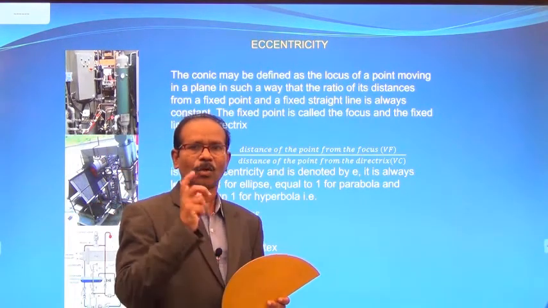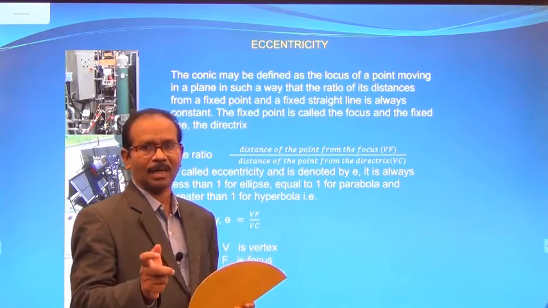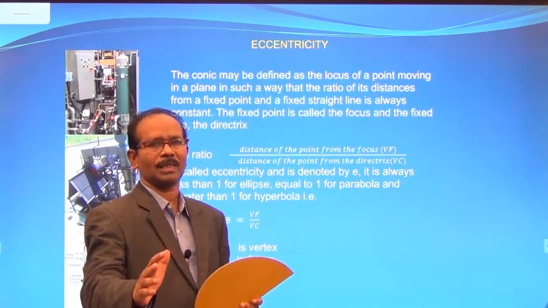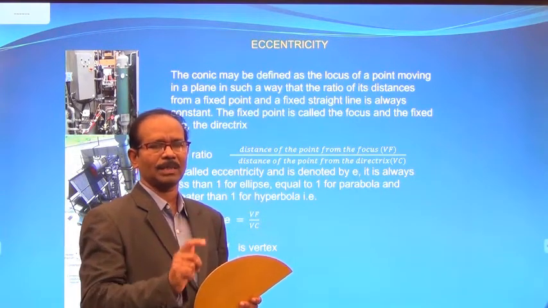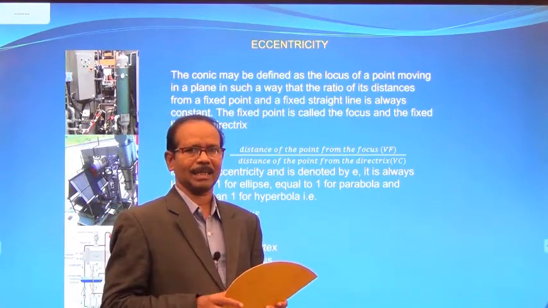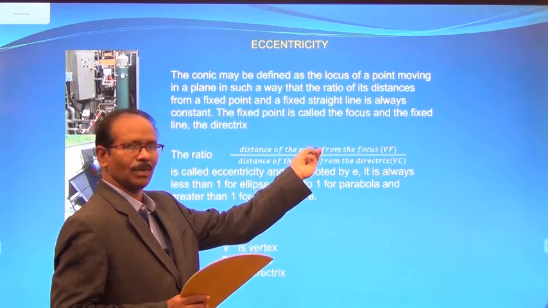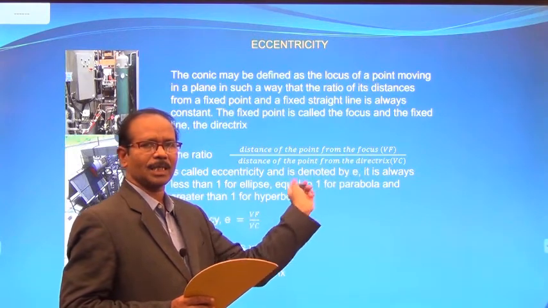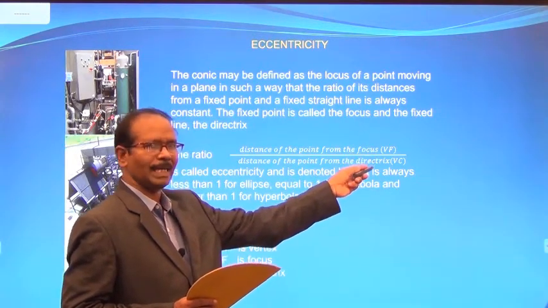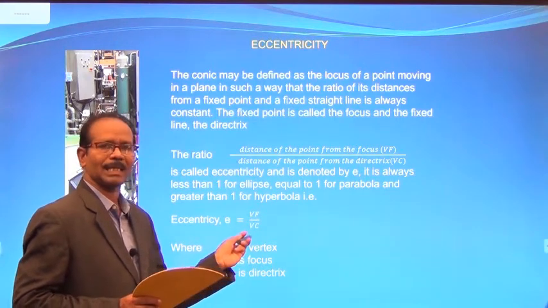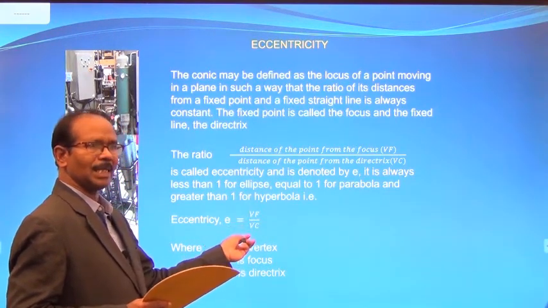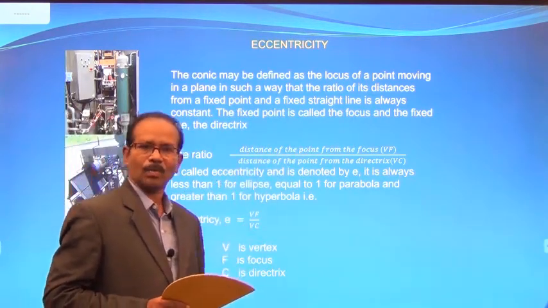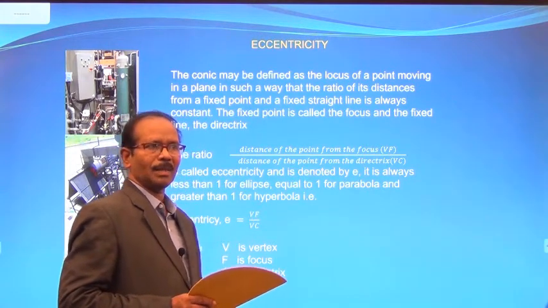It is defined as the locus of a point moving in a plane in such a way that the ratio of its distances from a fixed point and a fixed straight line is always constant. The fixed point is called the focus, and the fixed straight line is called the directrix. Let's see this ratio: VF by VC, the distance of a point from the focus over the distance of the point from the directrix. We call this ratio the eccentricity. If the eccentricity is less than 1, ellipse; equal to 1, parabola; greater than 1, hyperbola.